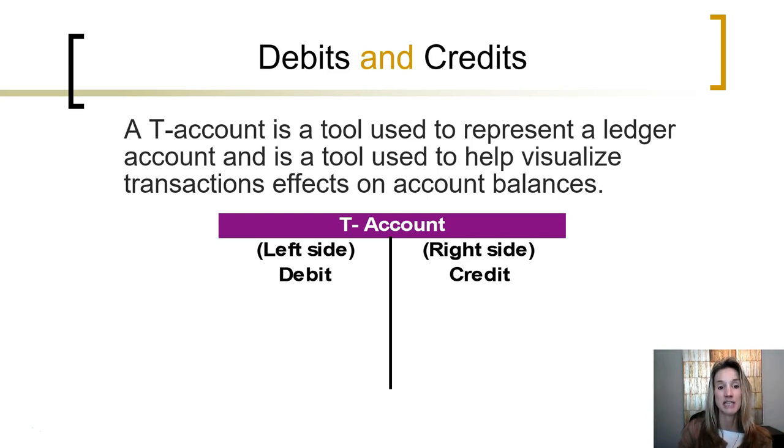So when we look at a T account, the left side of the T account is what we call the debit side of the account. And the right side of the T account is what we call the credit side. Debits are on the left side, credits are on the right side.